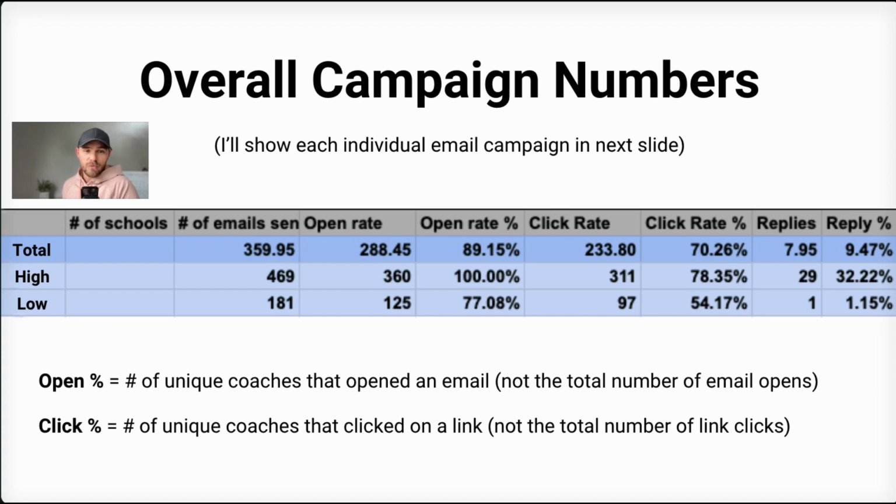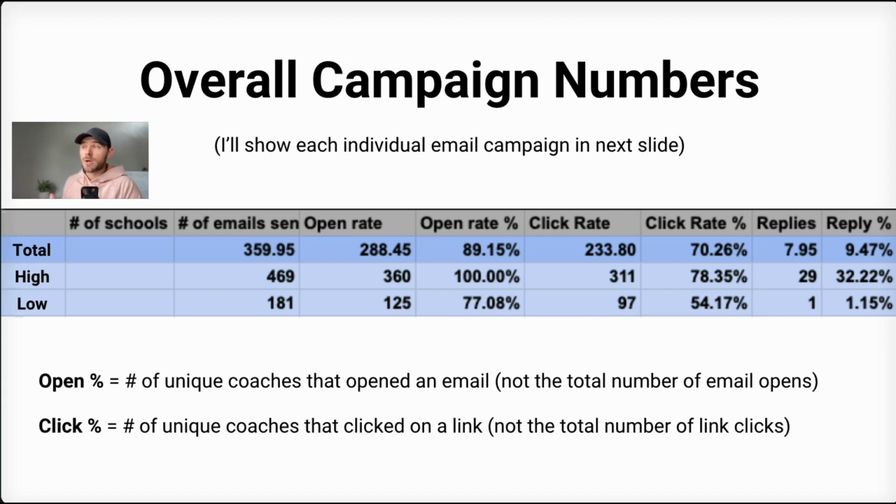You can see that we average 7.95 replies per player. Keep in mind that those replies are not just interested schools, right? They might be camp invites. They might be coaches saying, we're not looking for your position in your grad class. There's lots of different replies that could be baked in there.